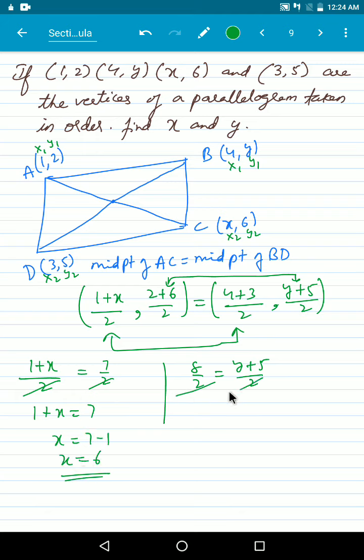Now this 2 will get cancelled. 8 is equal to y plus 5. This 5 goes on the other side, becomes minus. So y is equal to 3. So y is equal to 3 and x is equal to 6 is the answer. Okay.